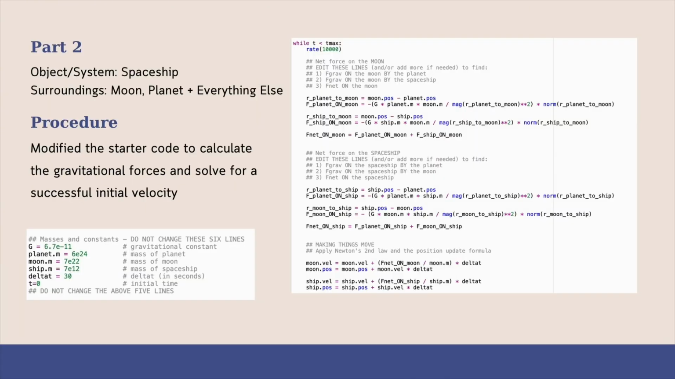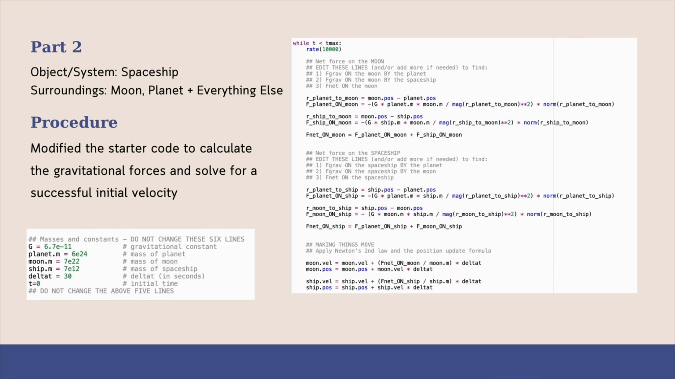Moving on to part 2, the system here is a spaceship while the surroundings include the moon and the planet. For the procedure, we modified the starter code to calculate the gravitational forces and solve for an initial velocity that works. Now looking at the code, we are mainly using the formula for Newton's law of universal gravitation. The code logic stays exactly the same for each force calculation, and the only thing we're changing in this case is the mass, and that depends on which two objects we're looking at.